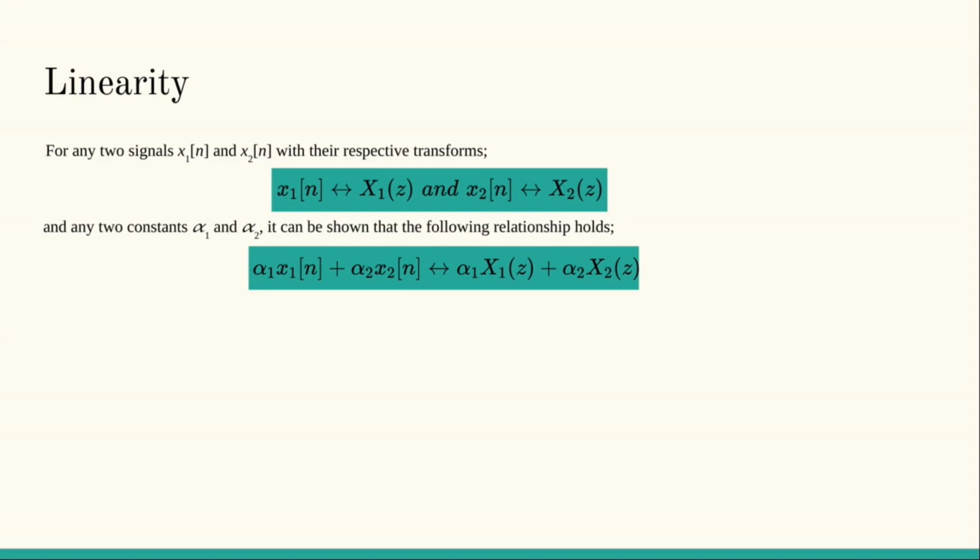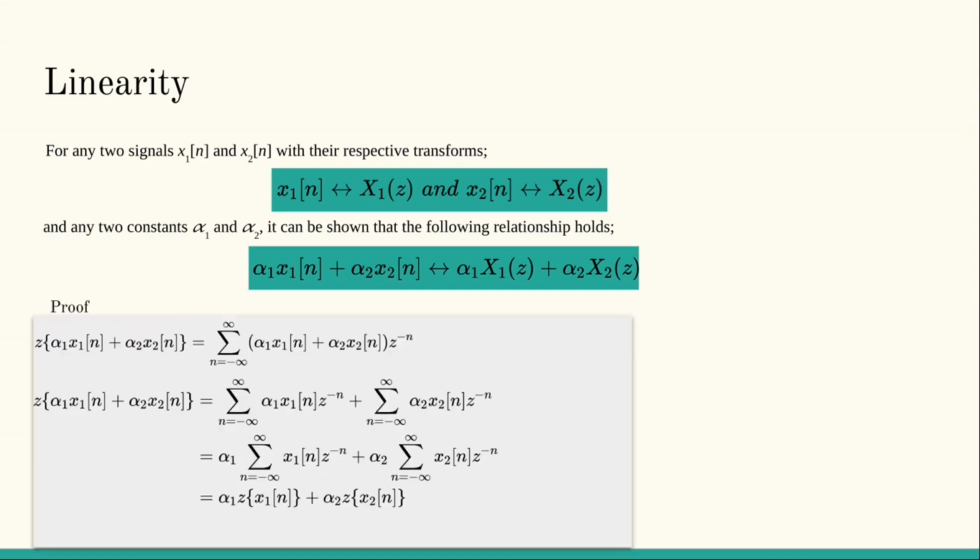Which is just two signals multiplied by two constants respectively, giving two z transforms multiplied by those same two constants as well. And the proof for that is described here. It's pretty much self-explanatory. It just splits up the summation over here and goes along until we get what we have over here. This can be changed into this.